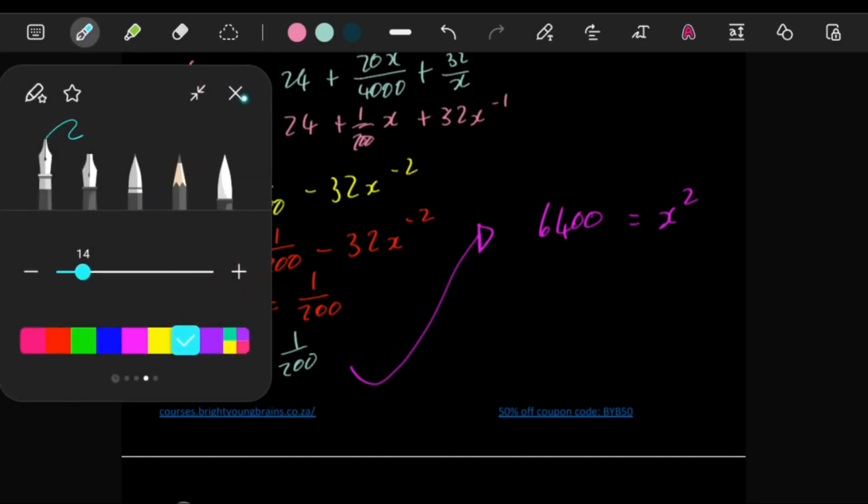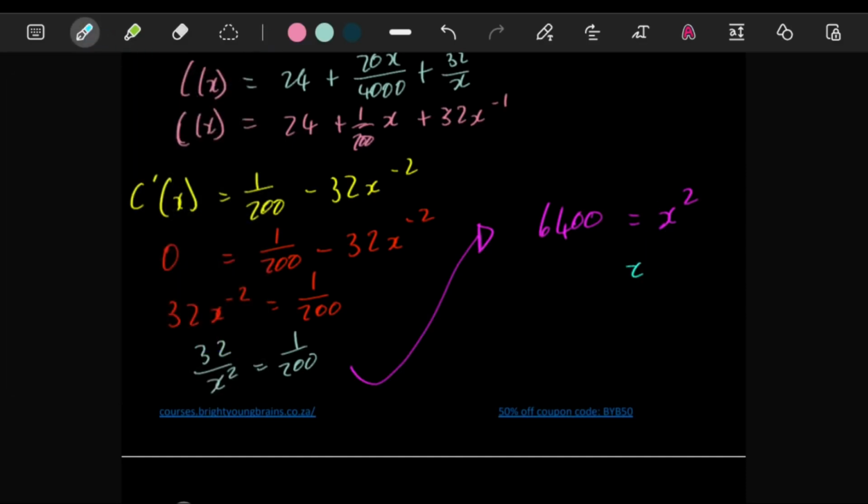So x, always square rooting both sides. You're going to get a plus or a minus as an answer. And then you're obviously going to choose a positive number because speed cannot be negative. So this is just x is equal to 80. There you go. That's the way.